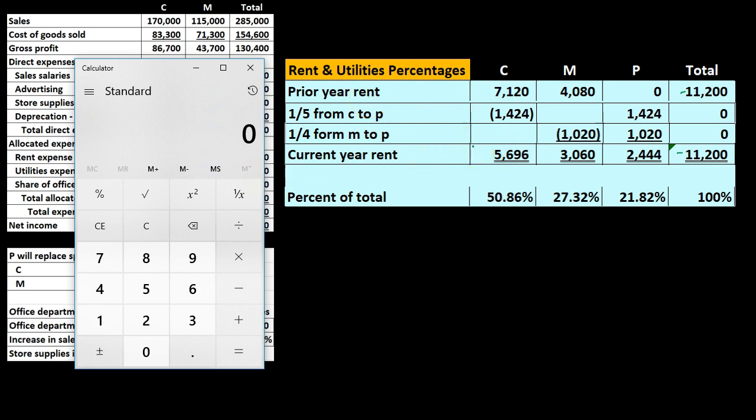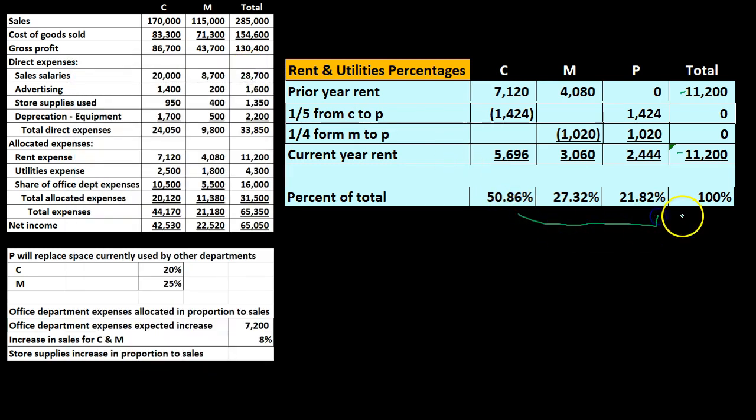So we're going to say, all right, here's the 5,696 divided by the 1,120. That's about 50.86%. And then here's the 3,060 divided by the total 1,120. That's about 27.32%. And then we have the 2,444 divided by the total 1,120. That's about 21.82%. Those, of course, adding up to 100%.